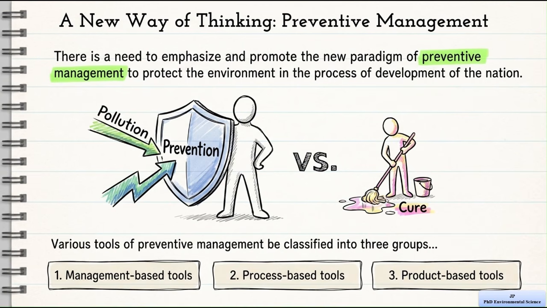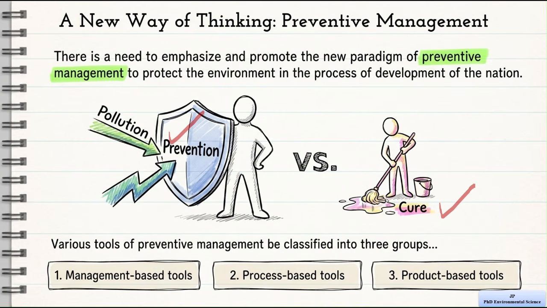Prevention versus cure. So prevention, it is done before the problems. It saves cost and time. It protects environment. Cure, it is done after the problem. It's expensive and sometimes ineffective as well. For example, if a factory installs pollution control before starting, that is prevention. If it cleans polluted water later, that is cure.